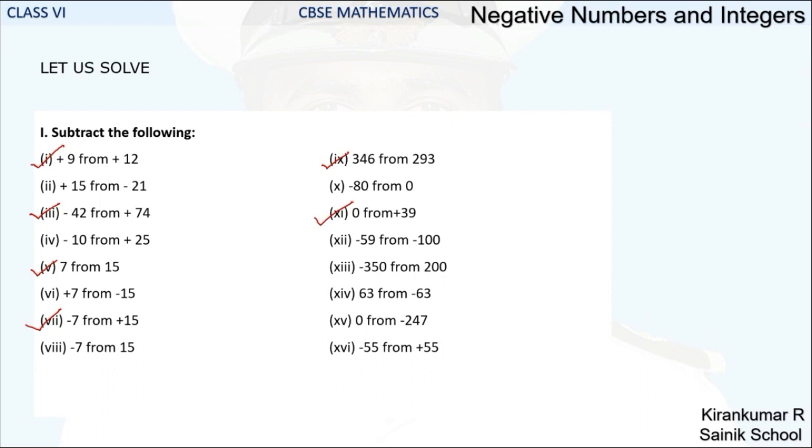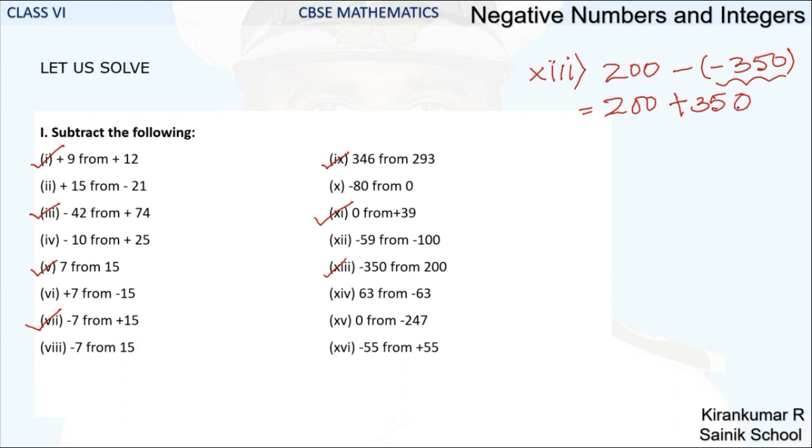Let us solve the 13th question. Minus 350 subtracted from positive 200. So positive 200 to be written first, minus of minus 350. So this question I'll change into an addition question by changing the sign of this negative 350, which is positive 350. Now it is the same as adding two positive integers. So 550 is the result.